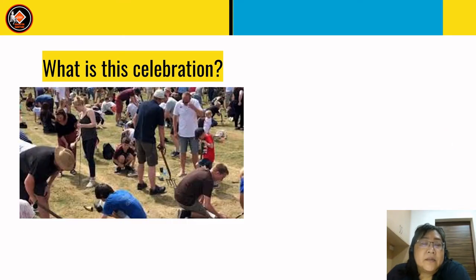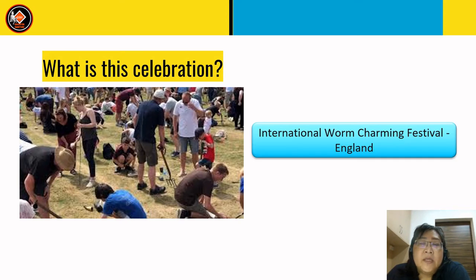Okay, next. So what is this celebration? You can see a lot of garden tools, right? So what are these people doing? Are they planting trees? If you look closely, there are no trees there, right? So some of them are digging the ground. So what are they doing? So this is International Worm Charming Festival in England.